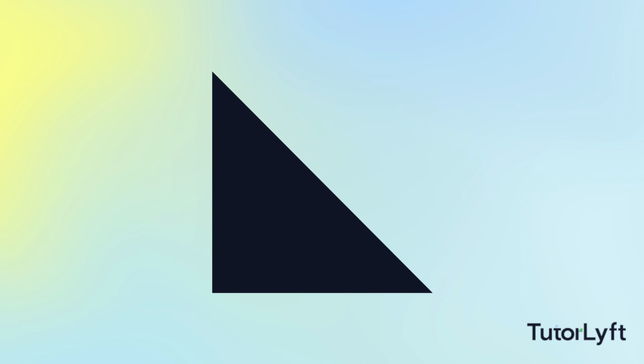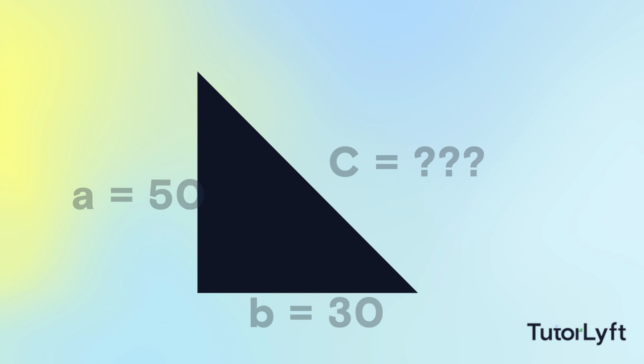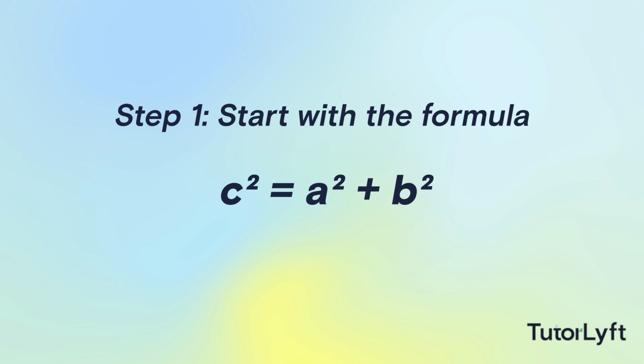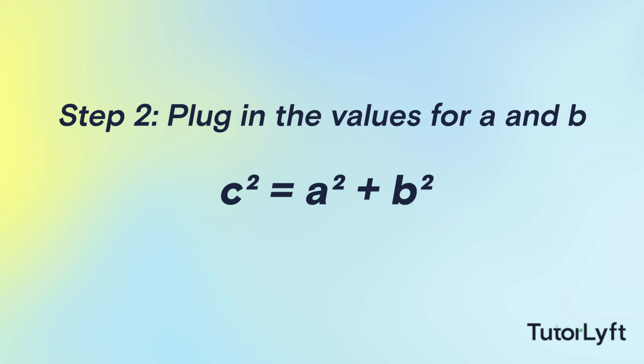Represent the problem as a right triangle. The diagonal is the hypotenuse, c, which we need to find. The length and width of the park are the legs. a equals 50 and b equals 30. Start with the formula. c squared equals a squared plus b squared. Plug in the values for a and b.